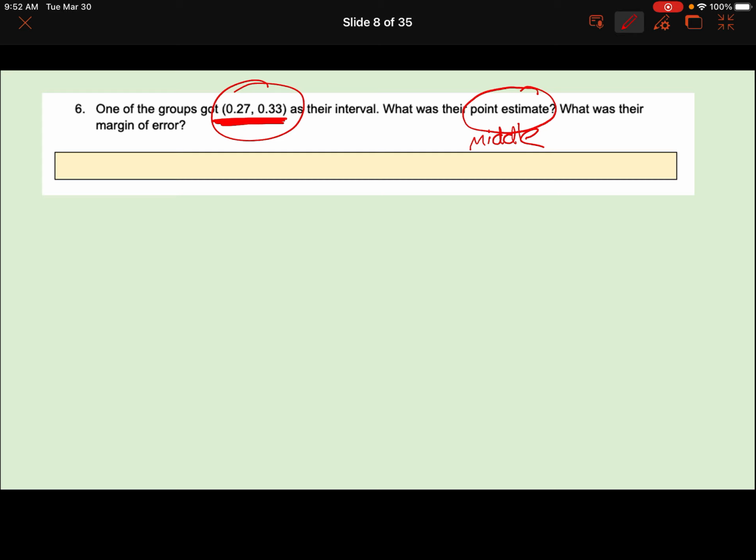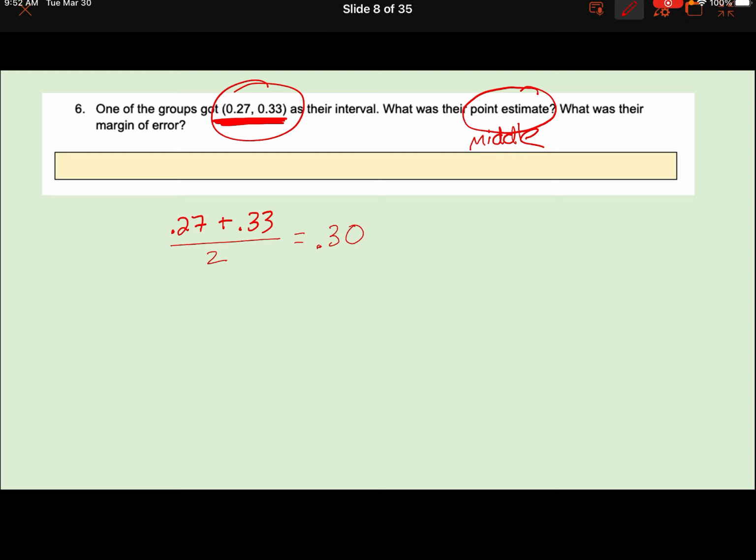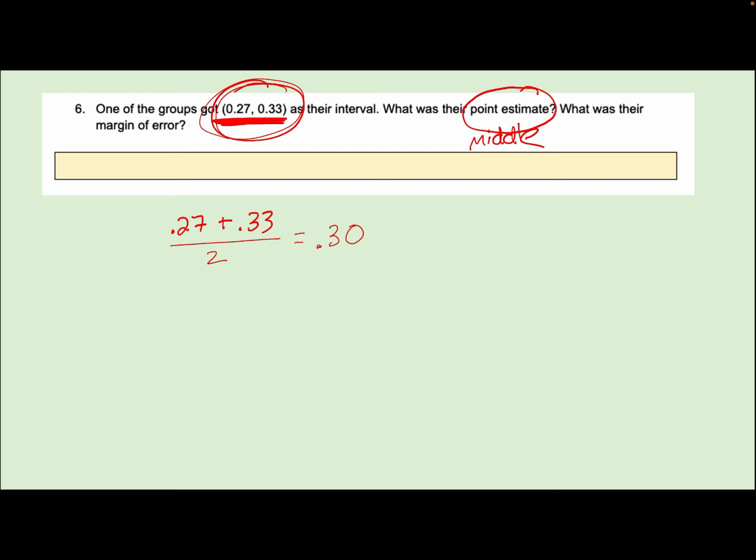Okay, so when I'm trying to figure out what's exactly in the middle, there is a midpoint formula which you can use here, which is basically you're finding the average of the lower bound and the upper bound. So I'm going to add those up, divide by 2, and that gives me 0.30. Some of you might have also just been able to kind of look at these numbers and figure out it's probably going to be 0.30. So that is my point estimate here.